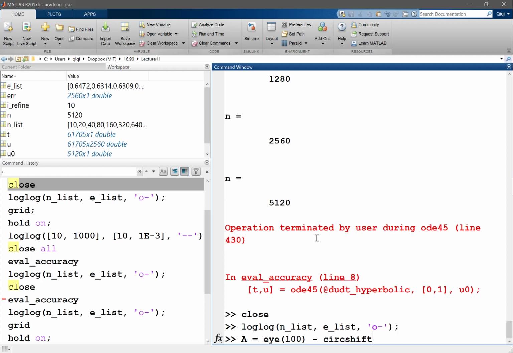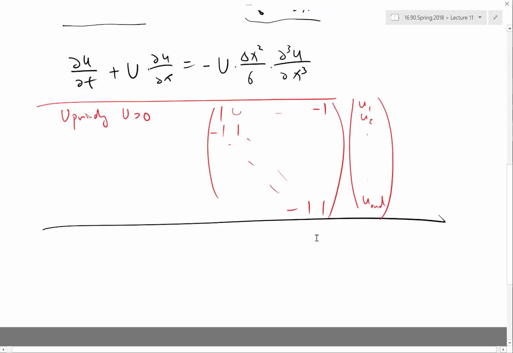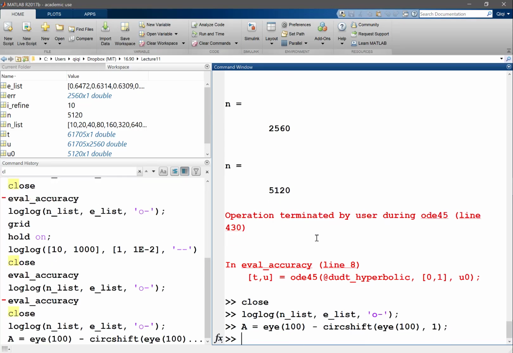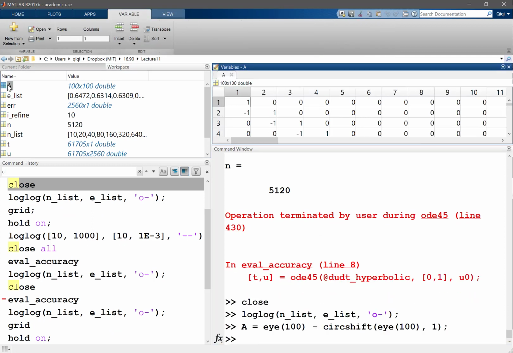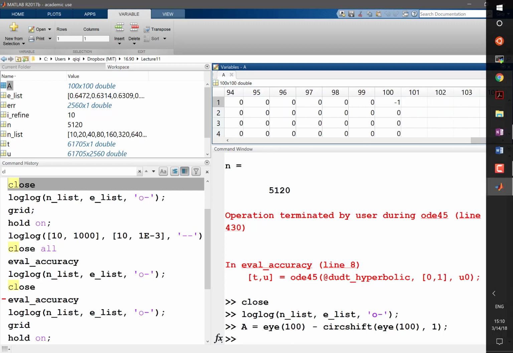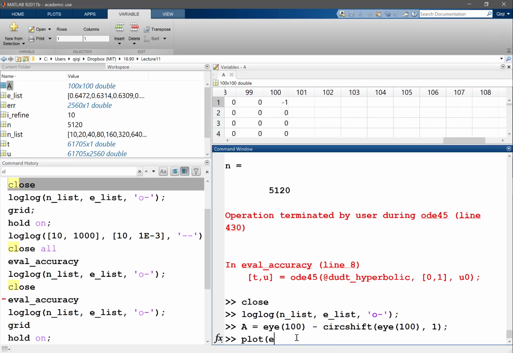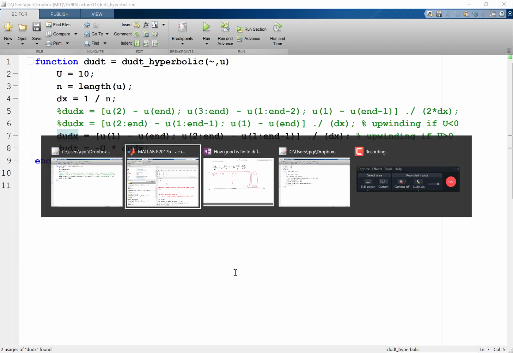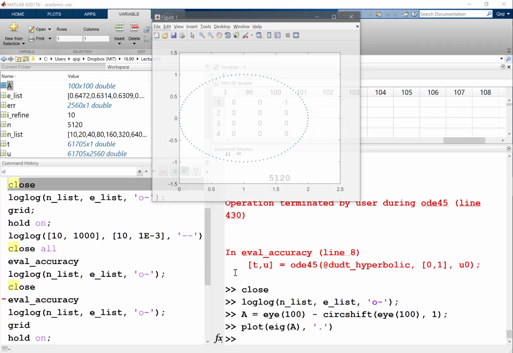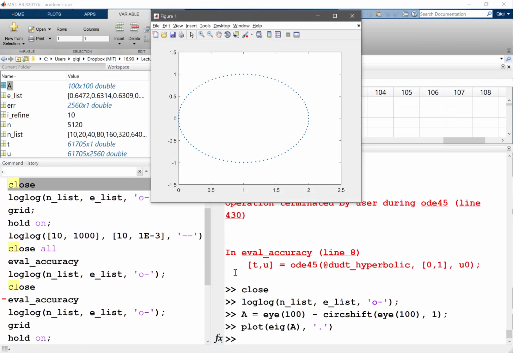I think in Python it's roll. I think I'm shifting down, so it's 1. So let's see. I'm getting the correct matrix A. Yes, I'm getting the correct matrix A. So let me just plot the eigenvalues of A as dots. Let me close this. Here is what I get. Okay.